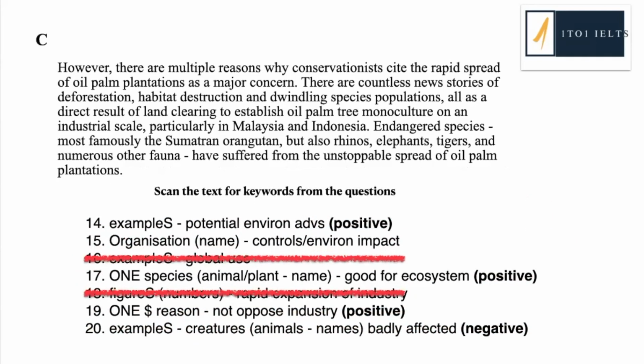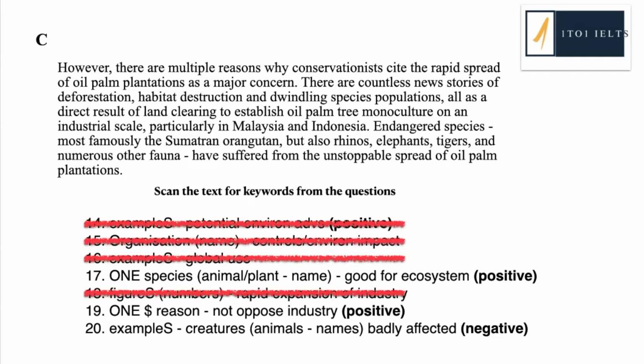2 of our answers have been crossed off already. So now we're going to start the process again. Let's have a look at 14. We're looking for multiple examples of potential environmental advantages. There is no mention in this text about potential environmental advantages. We know that 14 cannot be the answer. There is also no mention of a name in this text, so we know that 15 cannot be the answer.